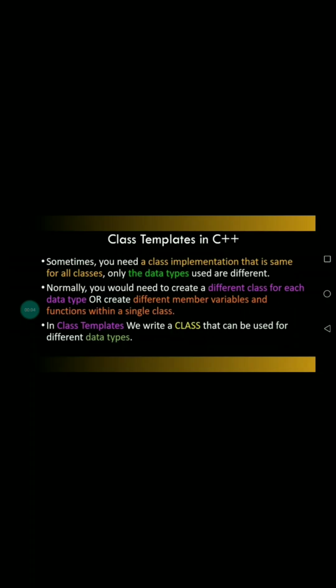The class templates in C++. Sometimes you need a class implementation that is the same for all classes. Only the data types used are different. Normally, you would need to create a different class for each data type, or create different member variables and functions within a single class. In class templates, we write a class that can be used for different data types.